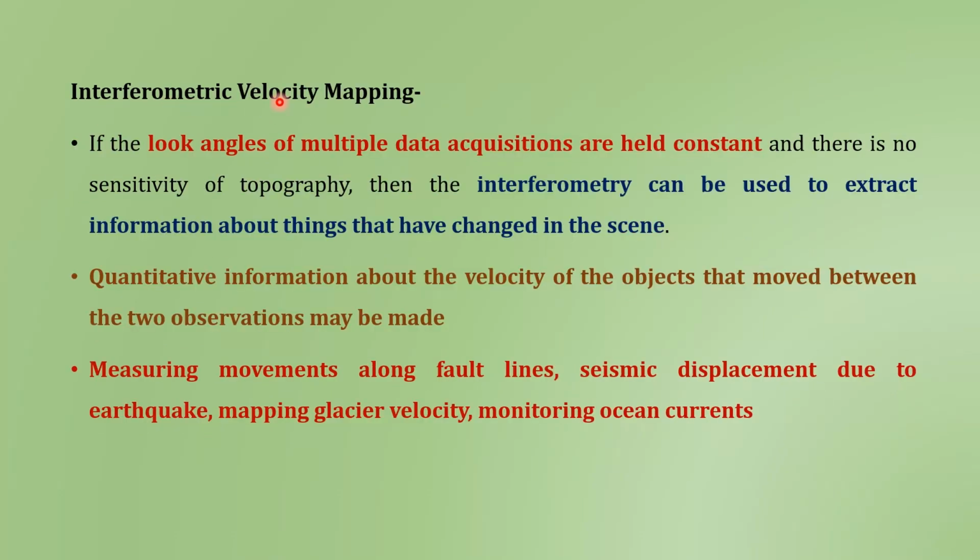In interferometric velocity mapping, the look angles of multiple data acquisitions are held constant, and if there is no sensitivity to topography, then this interferometry can be used to extract information about the things that have changed in the scene. Using the interferometric velocity mapping, quantitative information about the velocity of the objects that moved between the two observations can be made, and this has applications in measuring the movements along fault lines, seismic displacement due to earthquakes, mapping glacier velocity, or monitoring ocean currents.